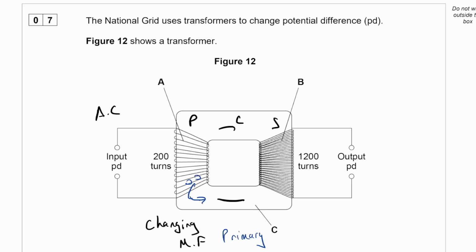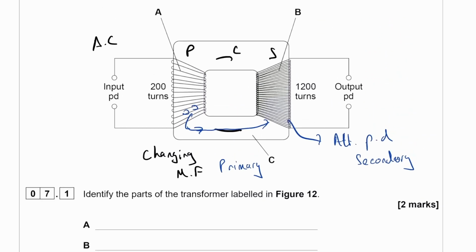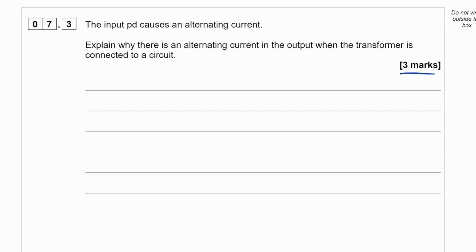So now the changing magnetic field is basically able to flow through your core, and it reaches the secondary coil. And when it reaches the secondary coil, this induces an alternating potential difference across the secondary coil, okay? So then you end up with an alternating potential difference around the secondary coil. And in turn, that produces an alternating current, okay? So that's basically all you need to say for the 3 marks. If you know the steps, it's quite a simple question to answer.